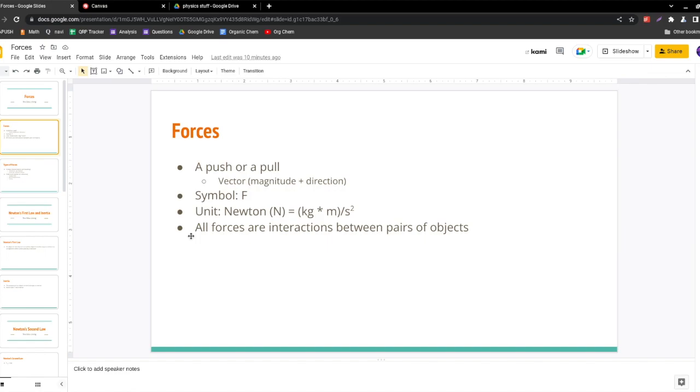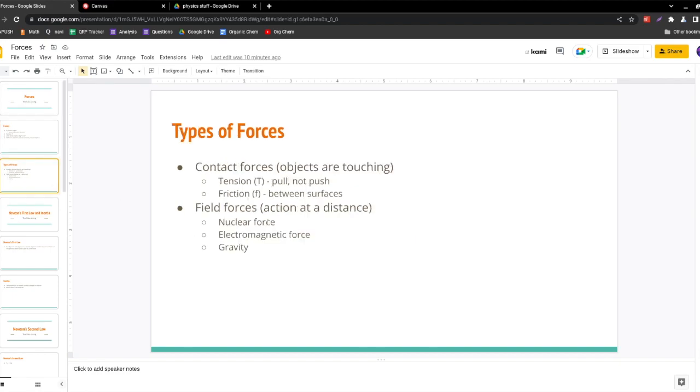And then a key takeaway for forces is that all forces are interactions between pairs of objects, which will become more obvious in Newton's third law. And then here we have different types of forces. So there are two types of forces: contact forces and field forces.